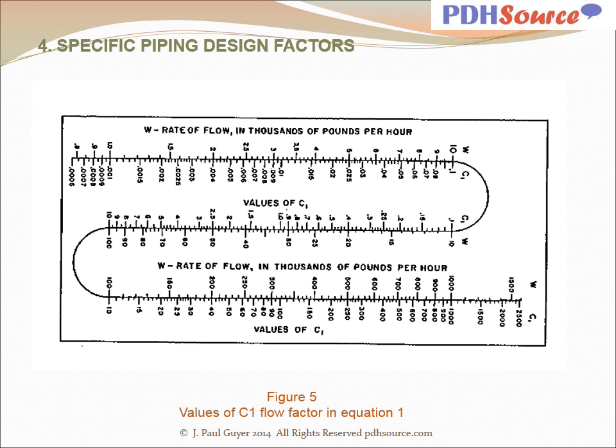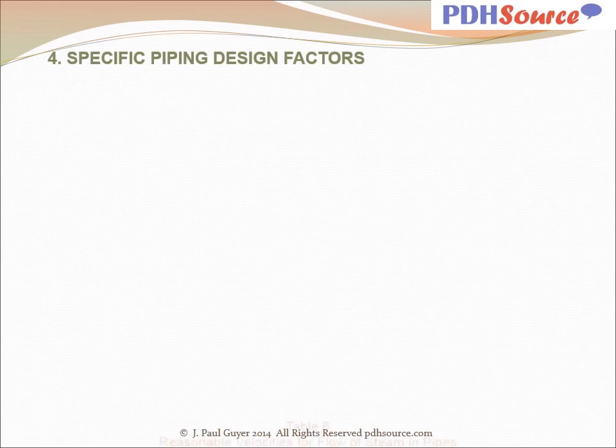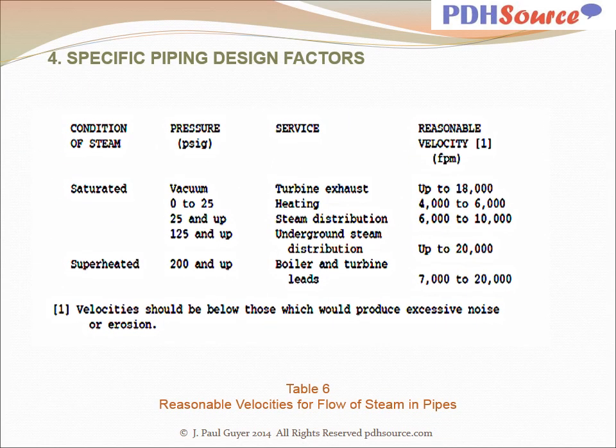Figure 5 indicates the value of C1, the flow factor used in equation 1. Table 5 on slide 54 indicates values for C2, the flow factor used in equation 1. Table 6 on slide 55 indicates reasonable velocities for flow of steam in pipes.